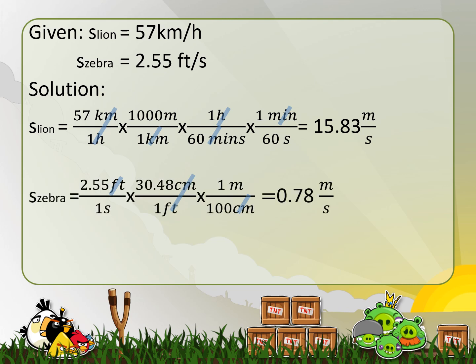Speed of zebra is equal to 2.55 feet per second times 30.48 centimeters over 1 foot times 1 meter over 100 centimeters, which is equal to 0.78 meters per second. Therefore, as a final answer, the lion's speed is relatively higher than the zebra's speed. The zebra cannot outrun the lion.